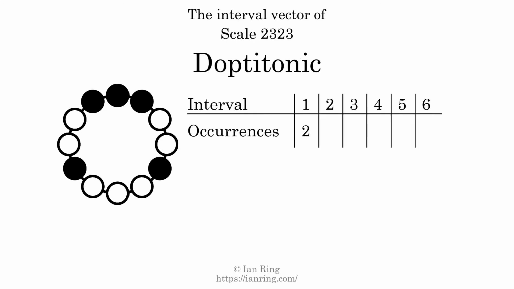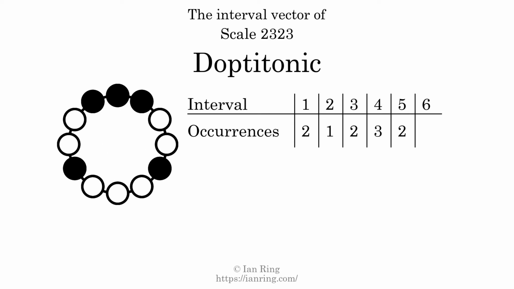There are 2 intervals with the size of 1 semitone. They are here and here. There is 1 interval with the size of 2 semitones. It is here. There are 2 intervals with the size of 3 semitones. They are here and here. There are 3 intervals with the size of 4 semitones. They are here, here, and here.